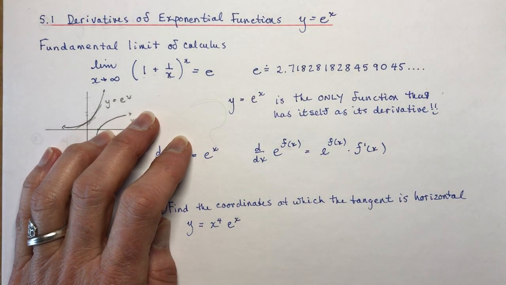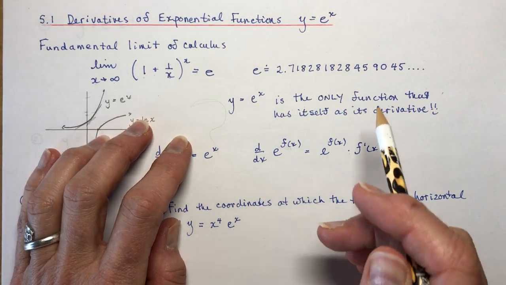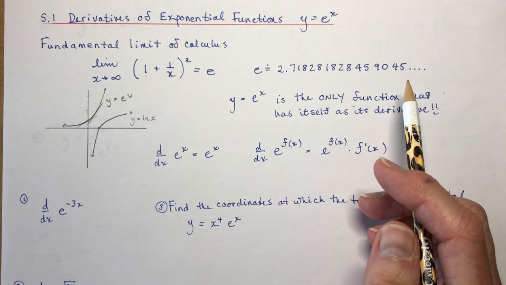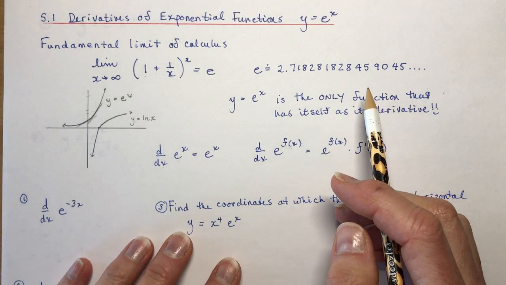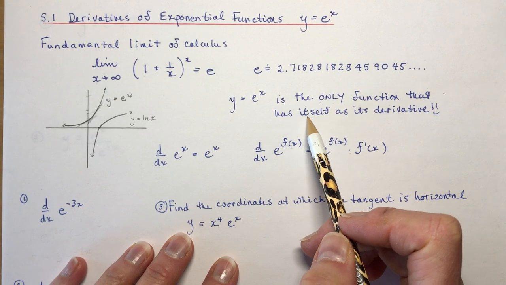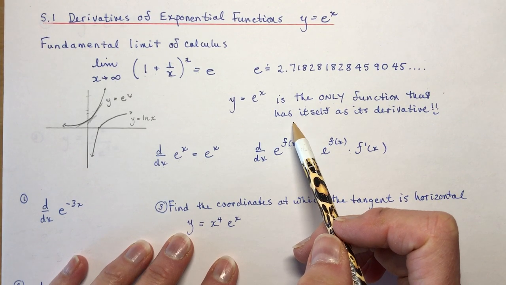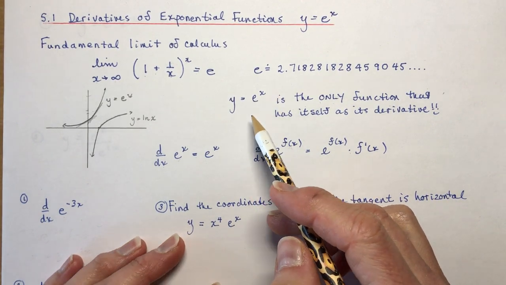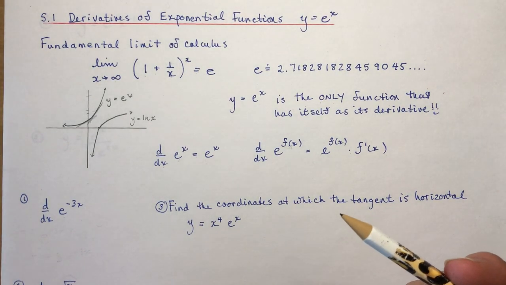So now that we've shown that e is a very special number, you're also going to find out that e has some other very special properties, and that is that it is the only function that has itself as its derivative. So the derivative of e to the x is simply e to the x.